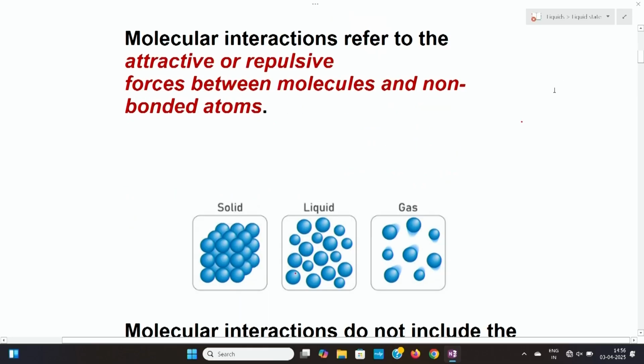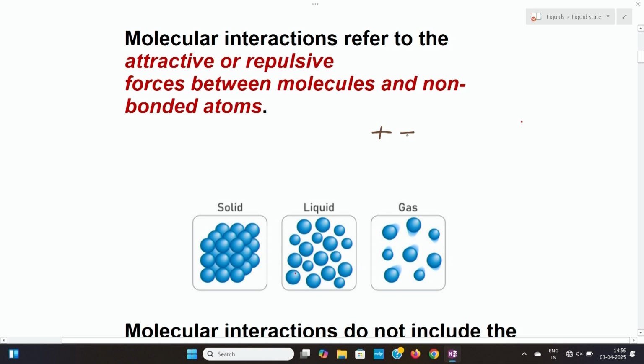We know that positive and negative charges will attract each other. That means unlike charges will attract and like charges will repel. If we have a positive and negative charge, or a negative and positive charge, they will attract. And if there are like charges, that is positive and positive, or negative and negative, there will be repulsion between them. This principle is applicable in the case of molecular interactions in liquids.